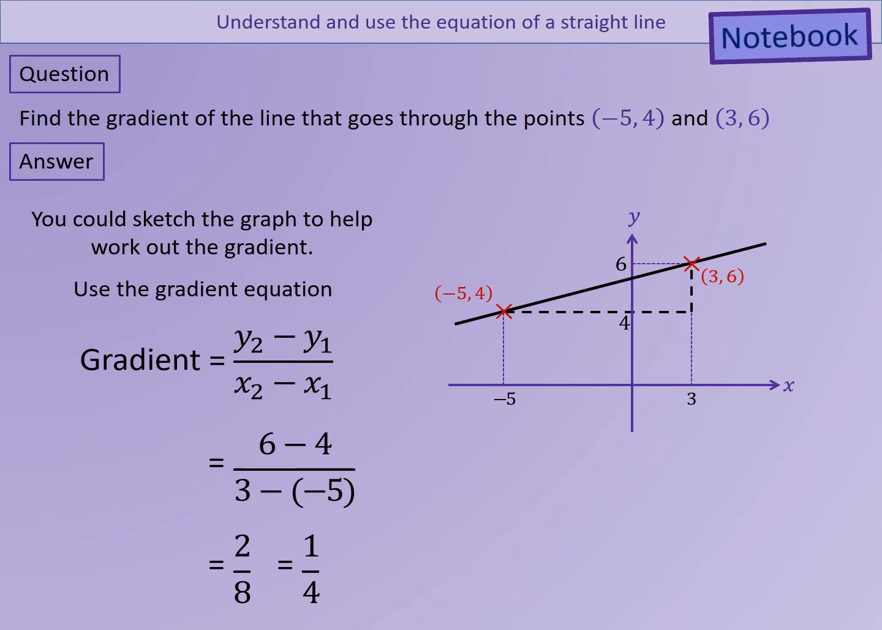which means that my line is going to have a positive gradient. Before I move on, I could have done it the opposite way around. So I could have done 4 take away 6 for the difference in my y values, but then I would have had to do minus 5 take away 3 for my x values. I must keep the order the same when I'm doing my subtractions. And I would have got the same answer, of course.